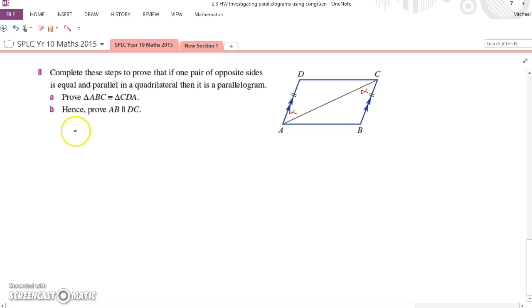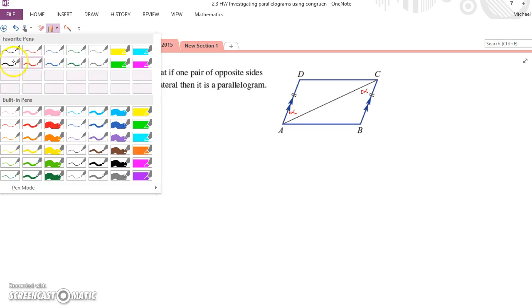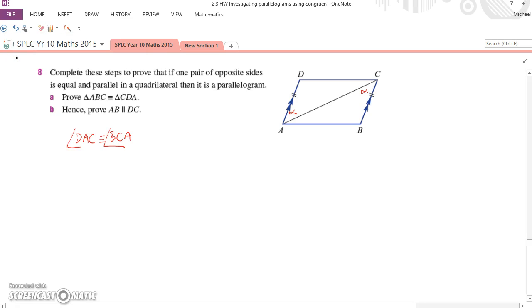So how would I start by doing that? I would say angle DAC is congruent to angle BCA. That pen looks terrible because it's the thin. It's supposed to be the thick one, but it looks thin. I'll try black. Alright, so I've got that. What do I know? Side AC is obviously congruent to side CA. Whether I'm going one way or the other, they're exactly the same size in length.